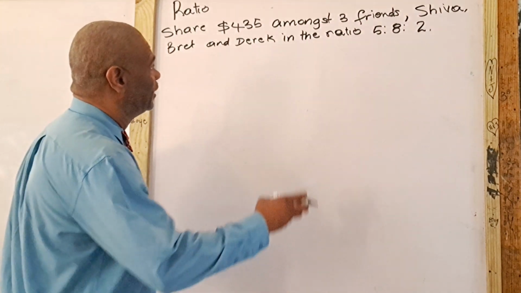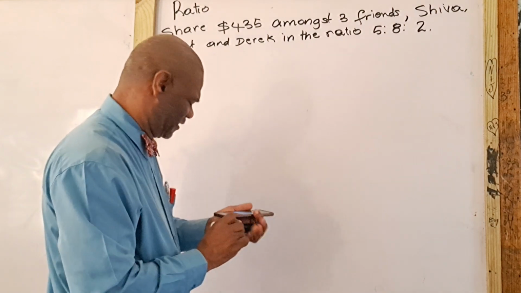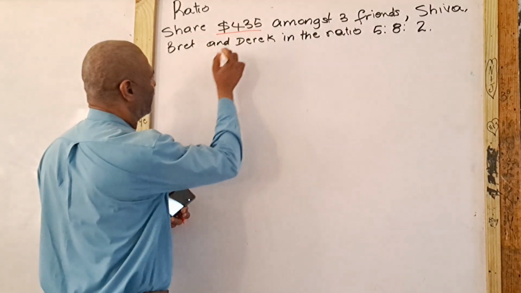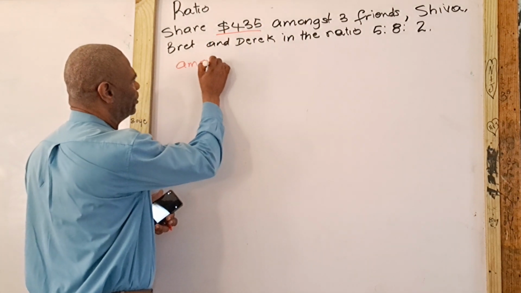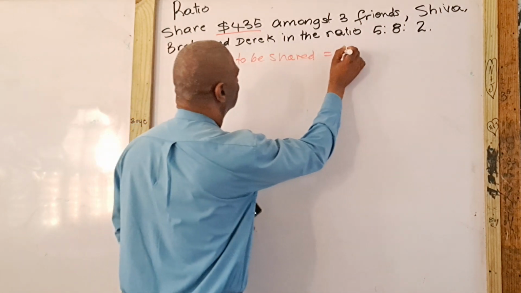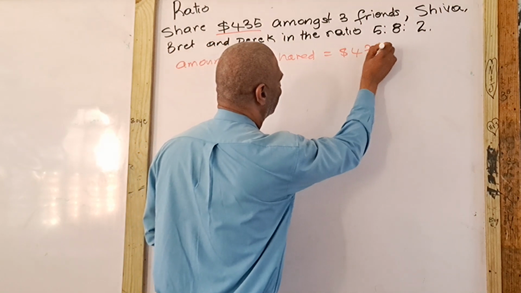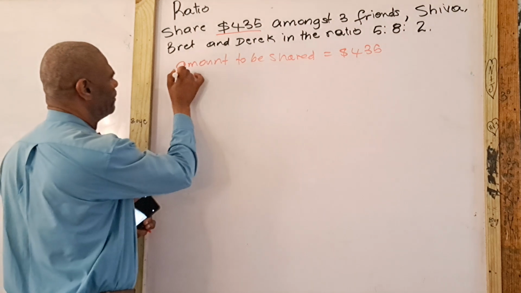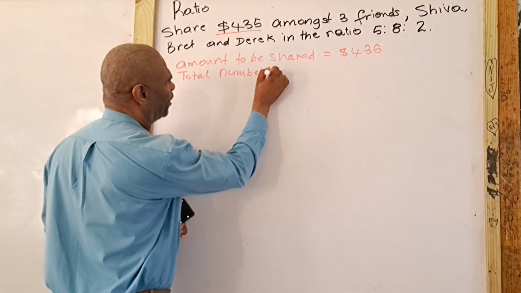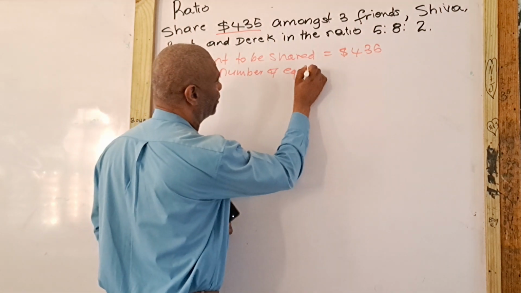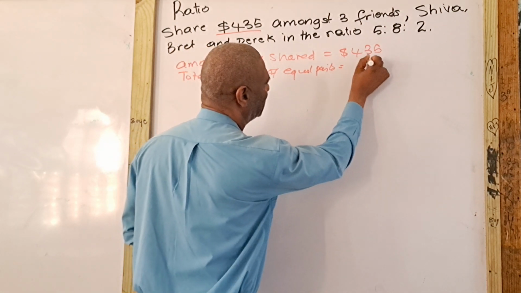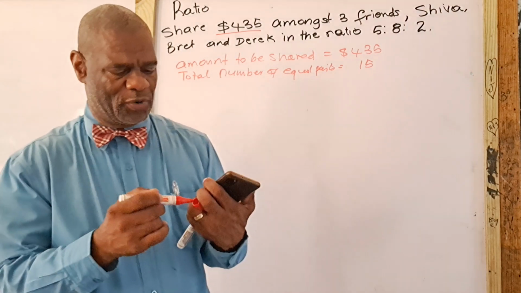So the amount of money to be shared, let me put that in red. So the amount of money to be shared is how much? $435. And the total number of equal parts is 15.